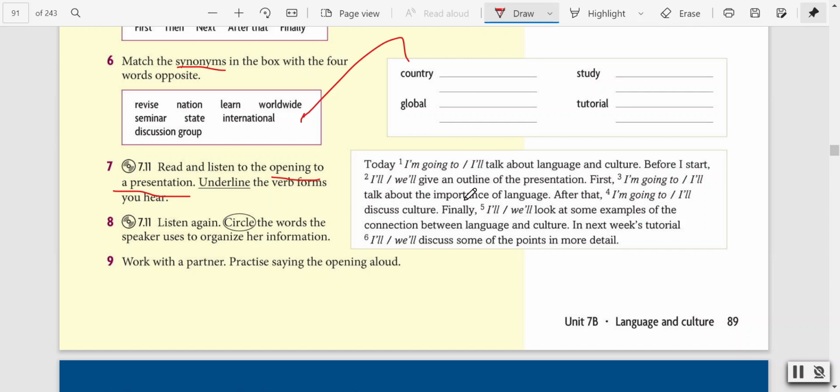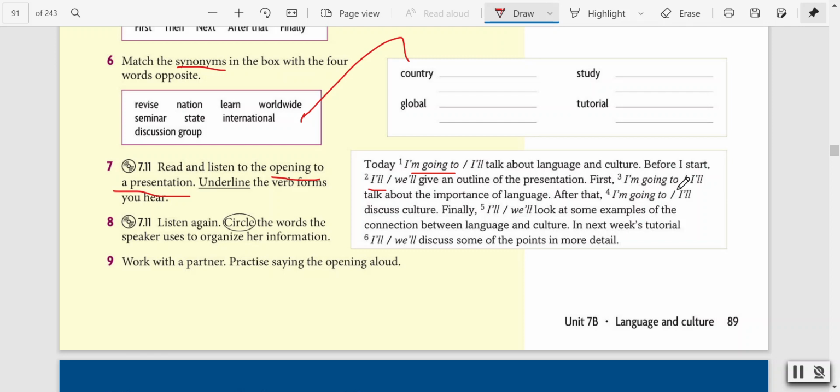For example, number 1, I'm going to or I'll. Of course, I'm going to talk about language and culture. Before I start, I'll give an outline of the presentation. Be careful about this because this exercise is very important and crucial. Okay, I'll give an outline of the presentation.